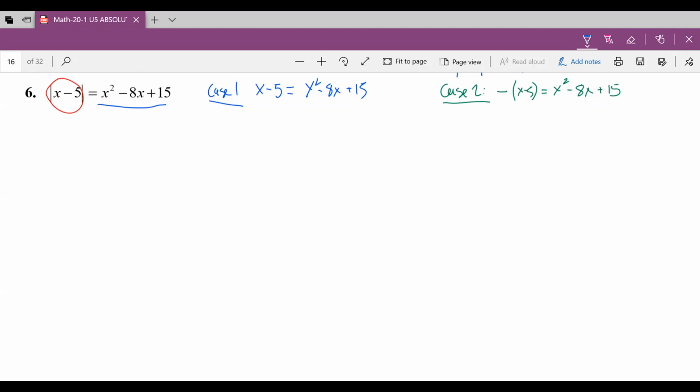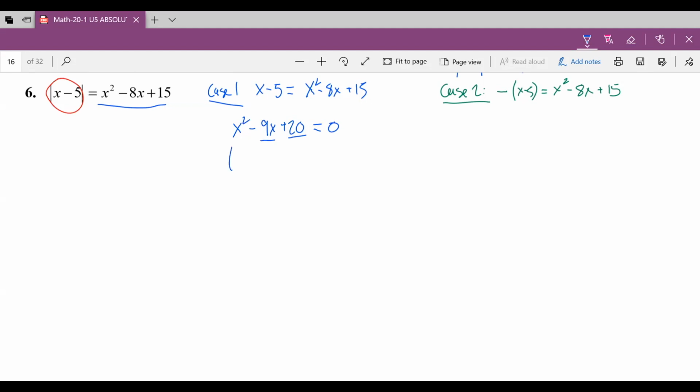If I wanted to simplify case 1, I would probably say that x squared minus 8x minus x plus 15 plus 5 equals 0, which is x squared minus 9x plus 20 equals 0. That would be a good way to simplify that. And that so far is looking good because I identify 2 numbers that multiply to 20 but add to negative 9.